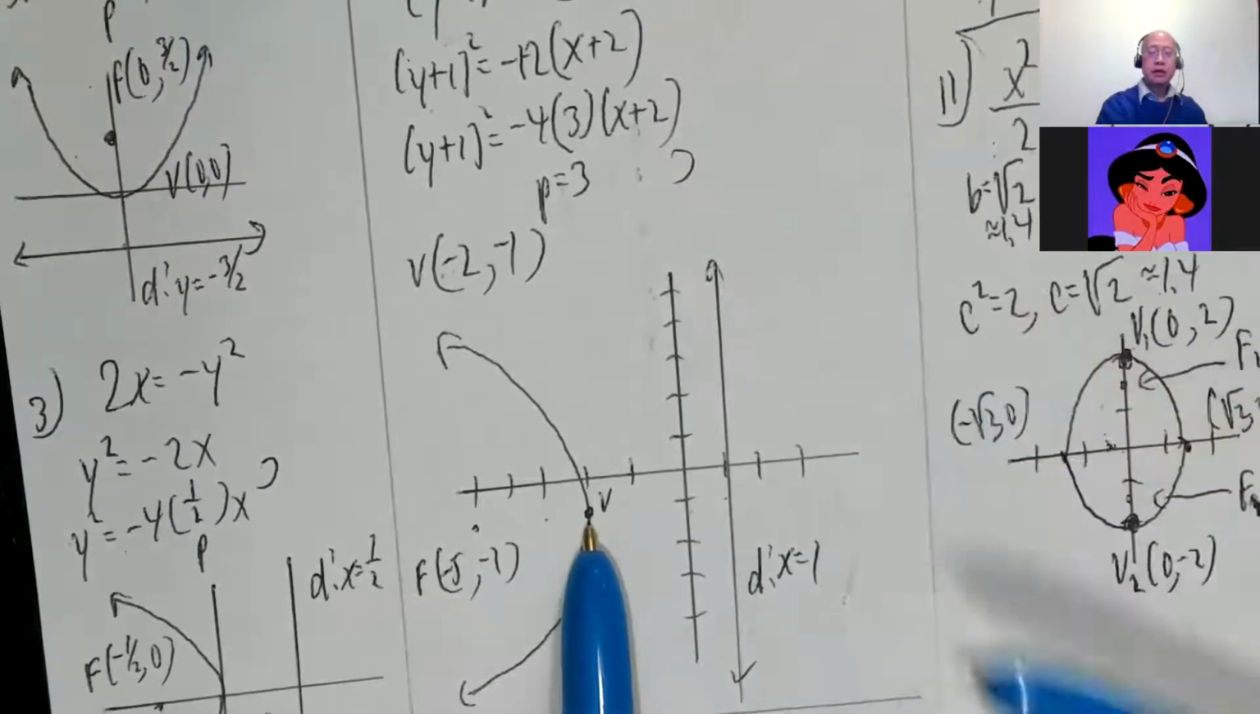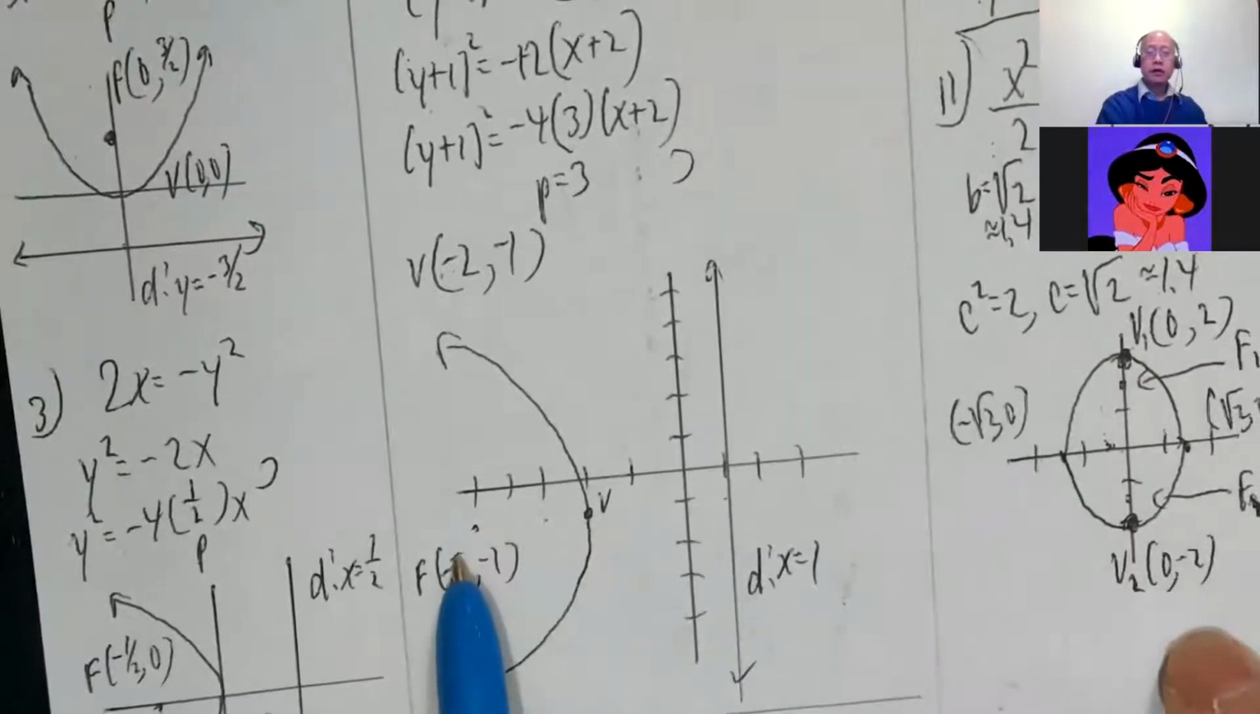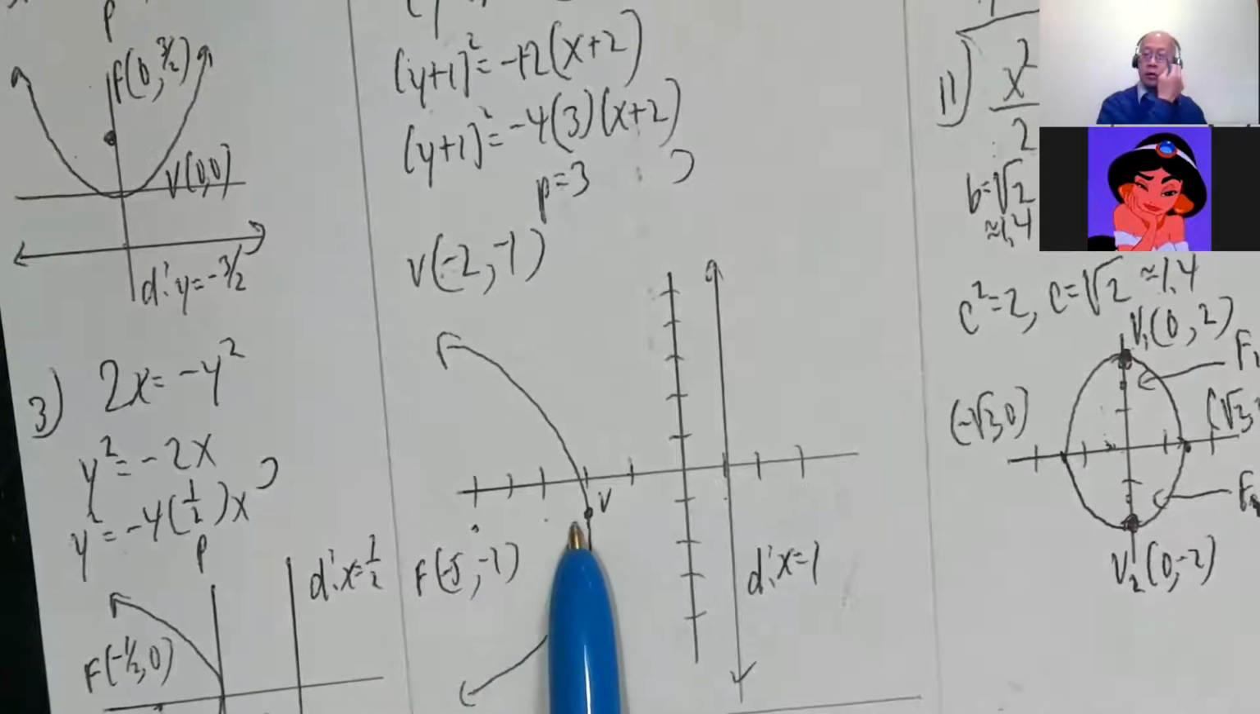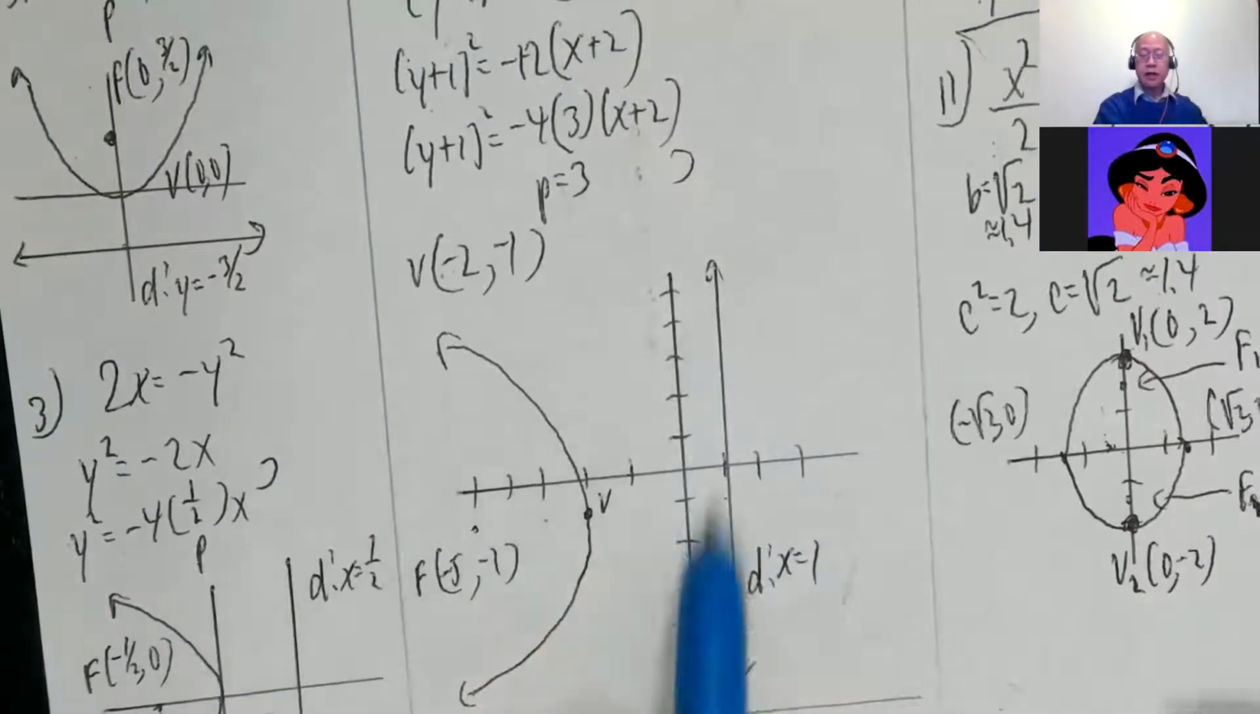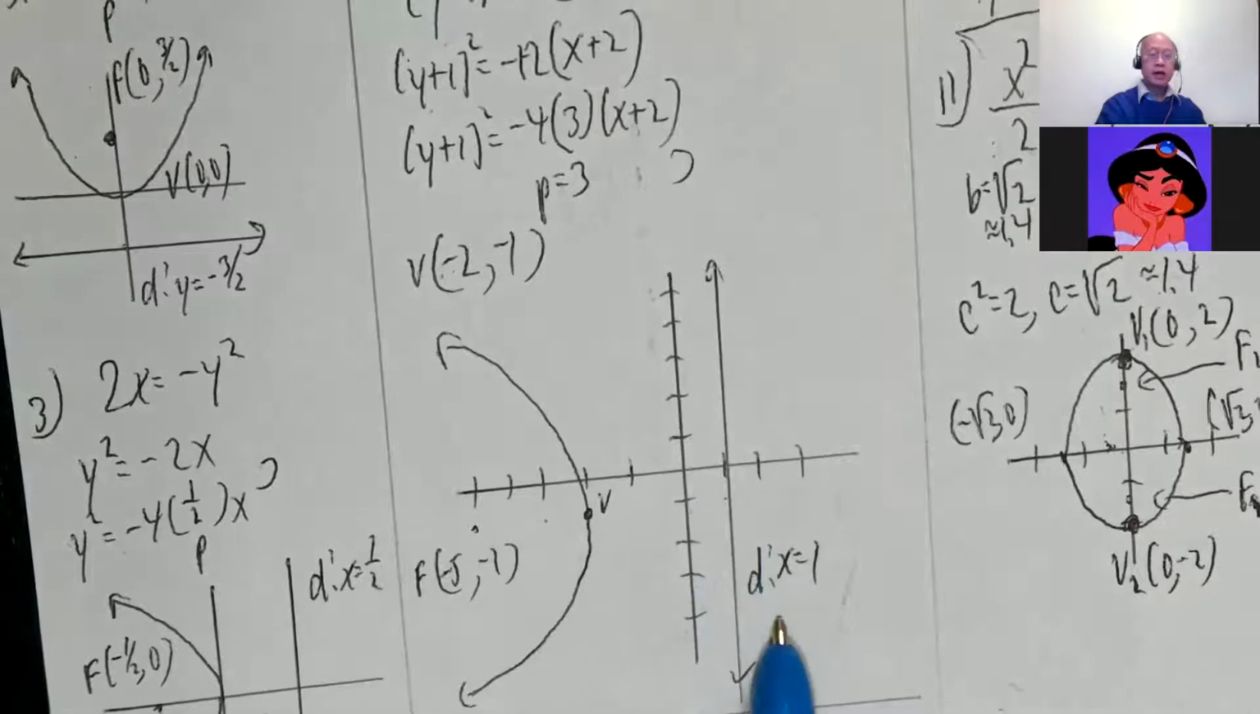Okay, the p is 3. So I go 1, 2, 3. Focus is -5, -1. And I go 1, 2, 3 to the right. But again, it's not just a single point. I draw an entire line. So what is this vertical line? X equals 1. Okay, so there it is.